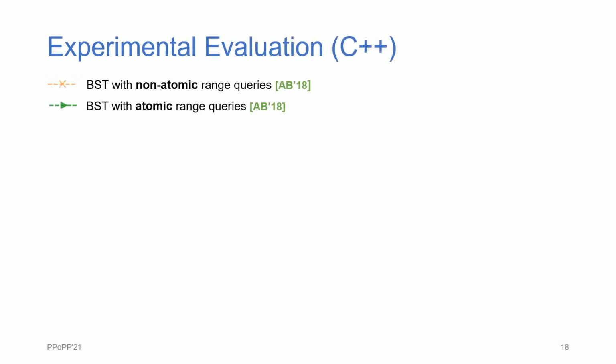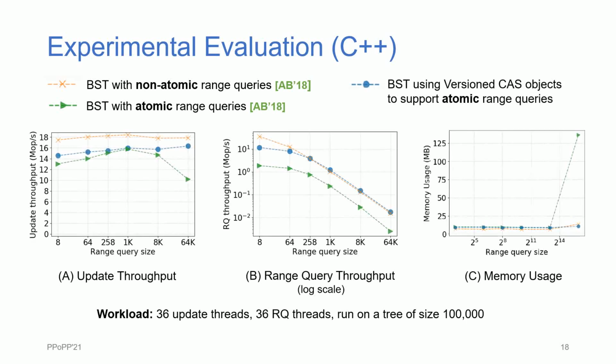We'll start by going over the C++ experiments. Our C++ experiments include two lock-free data structures introduced by Arbel-Raviv and Brown. One of these data structures supports atomic range queries, and the other one only supports non-linearizable range queries. A non-linearizable range query is easier to implement, and it is useful as a baseline to measure the overhead of linearizability. We used our version CAS objects to make the non-linearizable range query linearizable, and the resulting data structure is represented by the blue line.